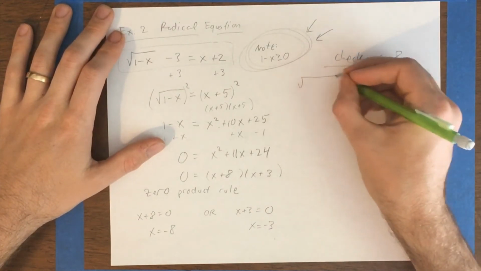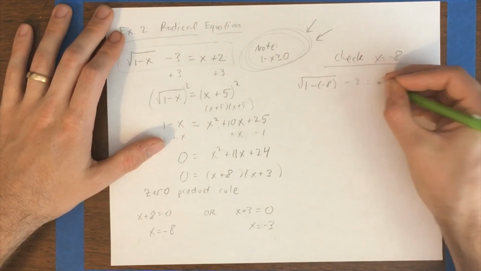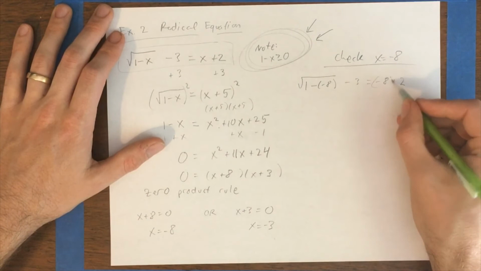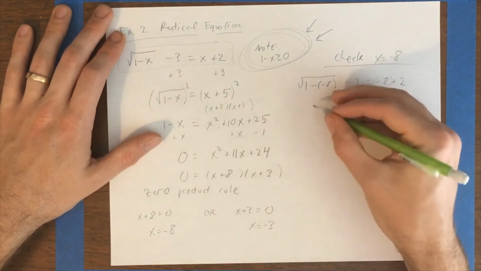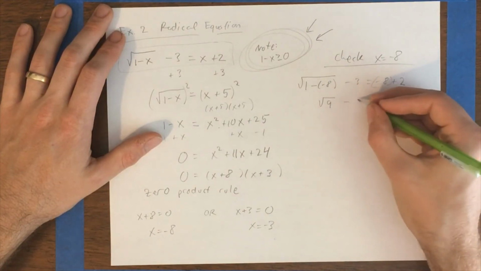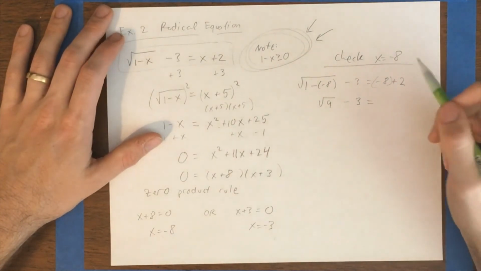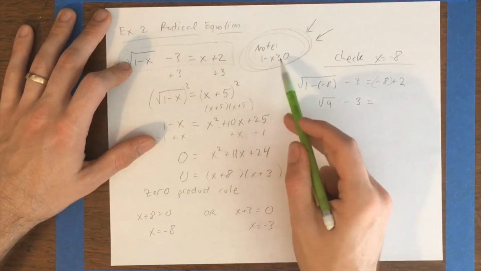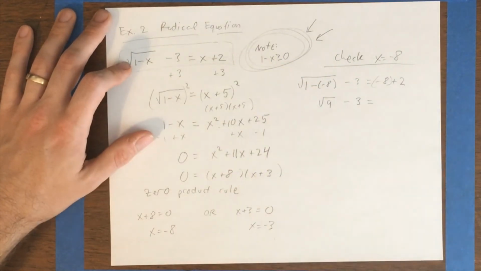I'm going to have the square root of 1 minus -8, minus 3, equals -8 plus 2. I'm substituting in the -8 wherever there's an x. 1 minus -8 is 1 plus 8, so that's the square root of 9. Okay, that's good so far. Because we wanted to make sure that whatever's underneath the square root was positive, or 0, right? Not negative. And that actually works, so that's not a problem.